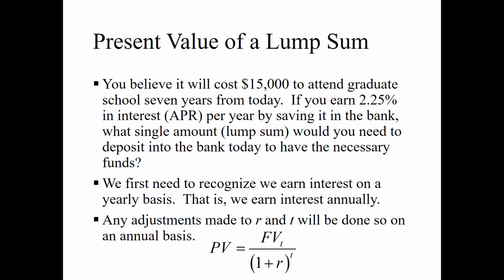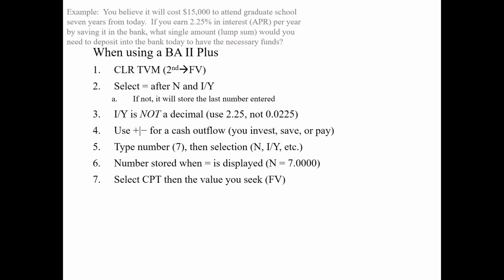In the next example, we will look at the present value of a lump sum. We're going to assume that it's going to cost $15,000 to attend graduate school 7 years from today. If we earn 2.25% interest or APR per year by saving it in the bank, what single amount or lump sum payment would you have to deposit today to have the necessary funds? And in this example, we need to recognize that we earn interest on a yearly basis. So we're going to divide our interest rate by 1 and we'll multiply our T times 1.